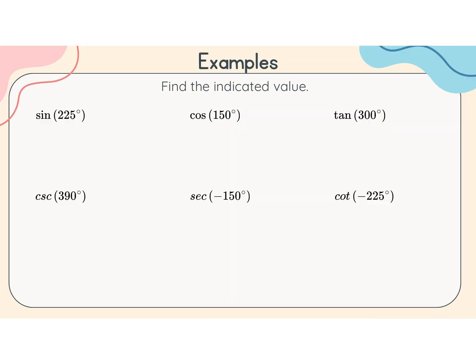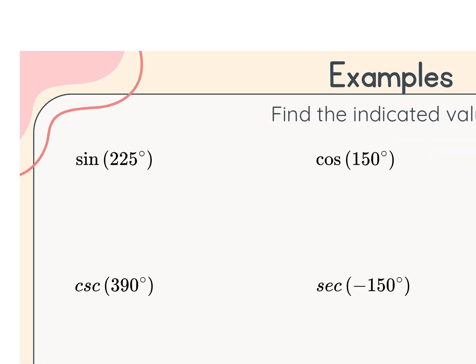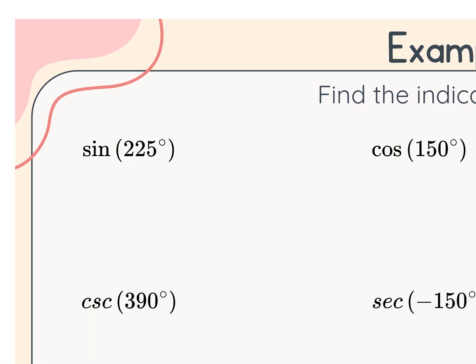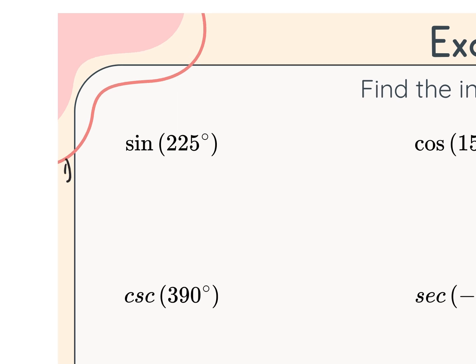Okay, so the goal here is we just want to find the value that they're asking. Now, you're going to do all of these without a calculator. You're probably looking at these numbers like, how are we going to do that without a calculator? I'll show you. This first example really shouldn't be too bad. It seems harder than it is, but the first thing you want to do is determine what quadrant the angle is in.